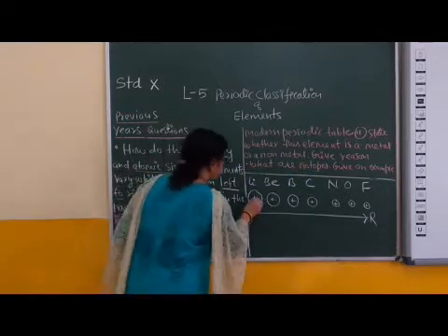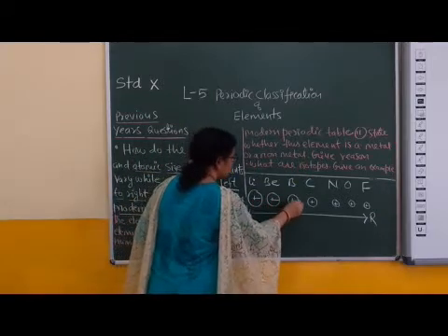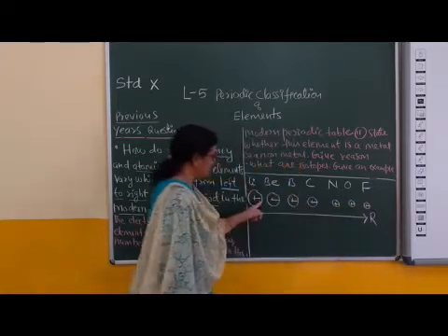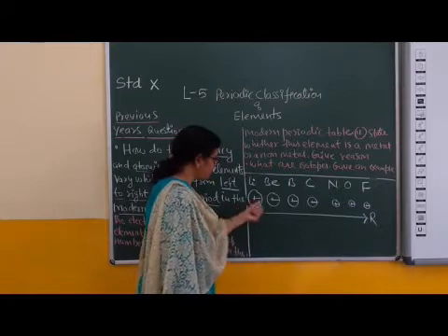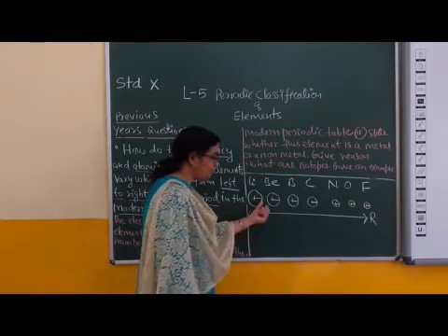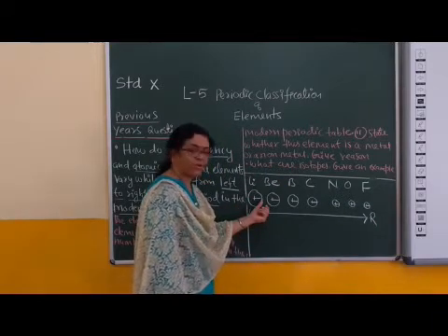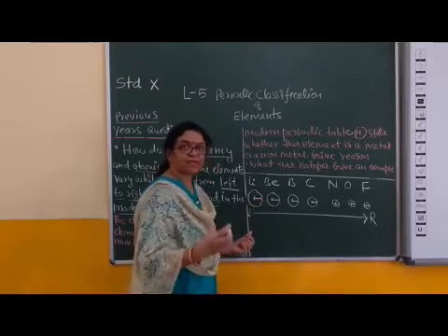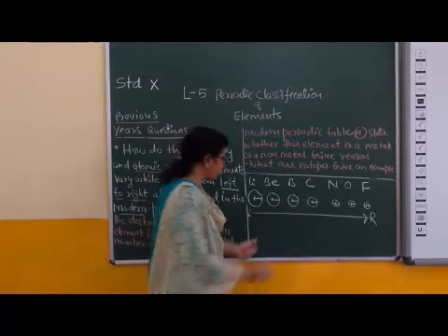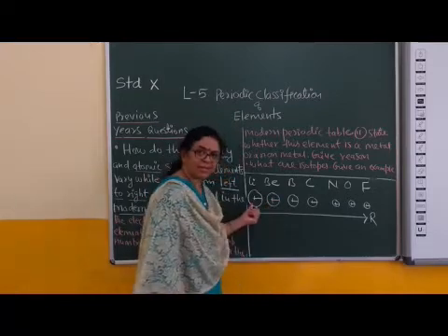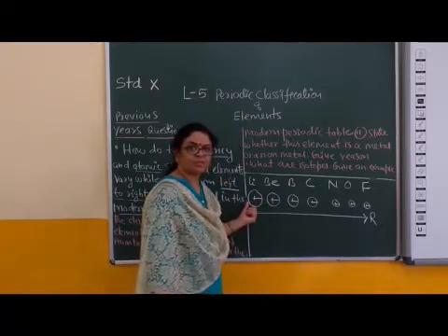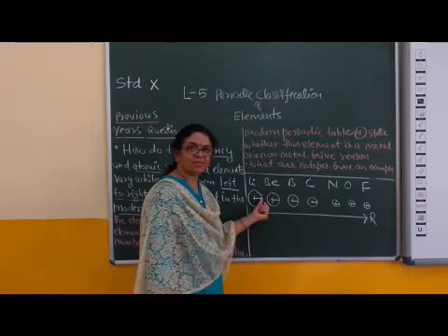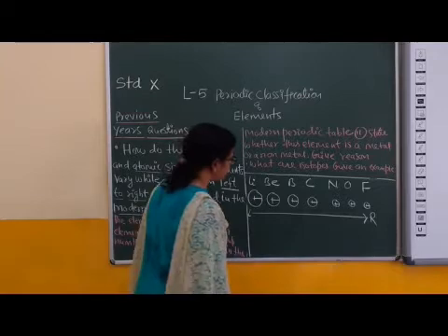Size means this radius. This radius is decreasing. Okay? Radius. The circle, this spherical shape, is showing the last shell. Then the force of attraction between the nucleus and the last shell decides the size or radius of any atom. The plus sign is showing the nucleus, which is positively charged. And then valence electrons are present in the valence shell. Okay, children?